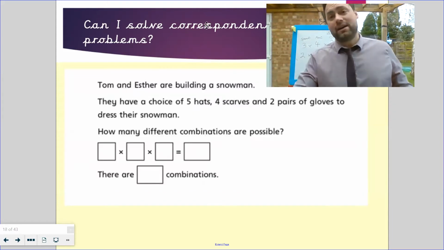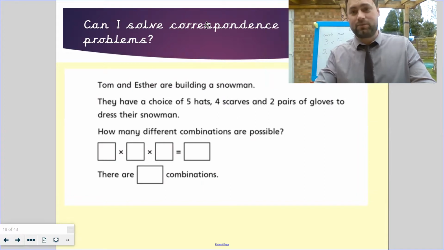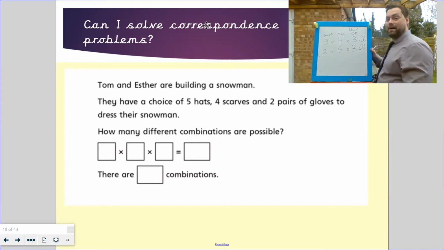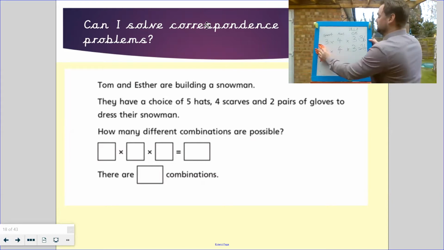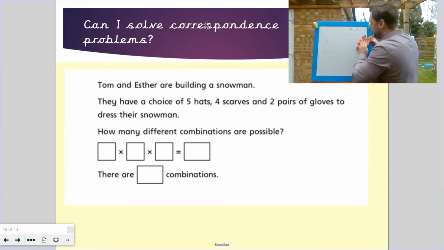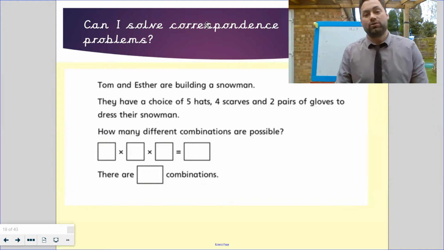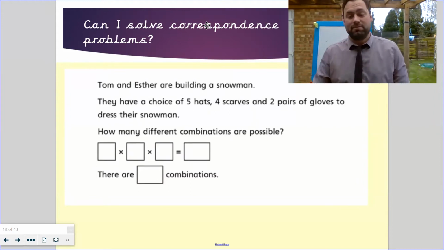Okay, and for the last question, well done if you got this far. I know these questions can be quite tricky, but Tom and Esther are building a snowman. They have a choice of 5 hats, 4 scarves, and 2 pairs of gloves. How many different combinations are possible? You're multiplying all 3 numbers together. So 5 times 4 is 20, times 2 is 40. So there are 40 possibilities.